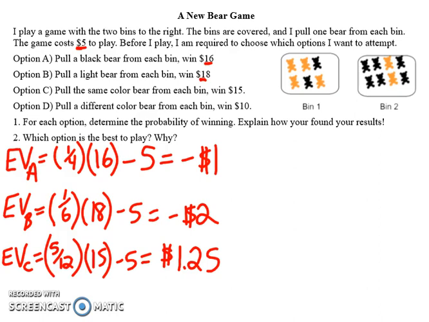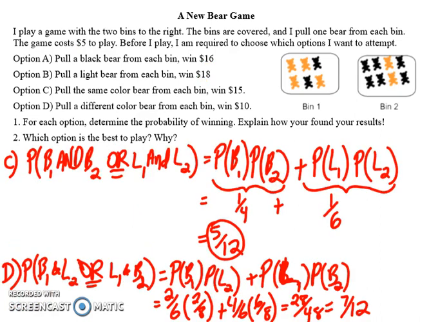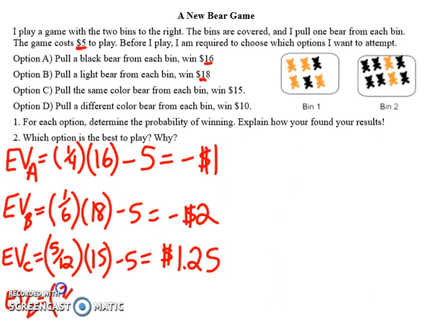So I got to check my last game here, which would be game D. And in game D, if we go back, we saw that we had a probability of winning 7/12 of the time. I'm only going to win $10. And then I subtract the 5. And here, when I do it, I end up with it coming out, if I round, to 83 cents.